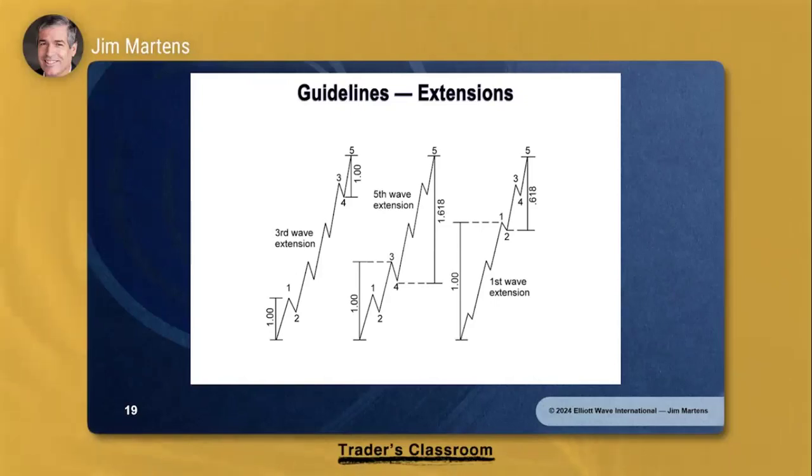When that occurs, there's another relationship we watch for. That is that wave 5 will often travel a similar distance as wave 1. Wave 3, when it's extended, will often travel 1.618 times the distance traveled in wave 1, though it's not limited to that. It'll give us a ballpark estimate of where it might be going.